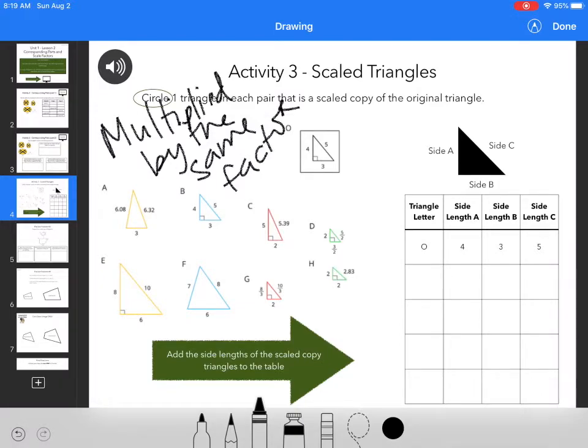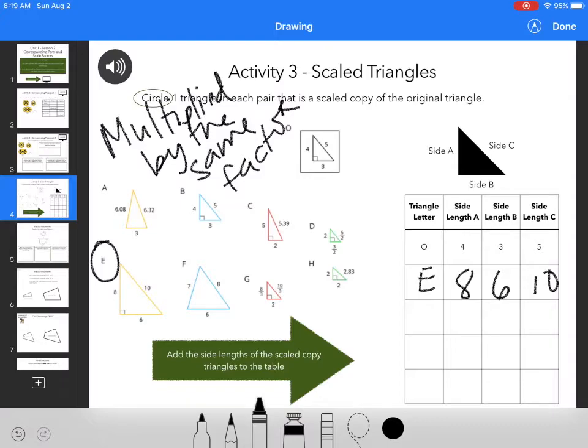So I'm looking at the yellow triangles, and I'm automatically drawn to E because I see 10, and 5 times 2 is 10. 4 times 2 is 8. 3 times 2 is 6. So E is my scaled copy. So I'm going to say E. I'm going to say side length A was 8. Side length B was 6. Side length C was 10.